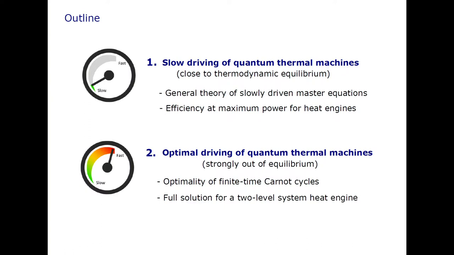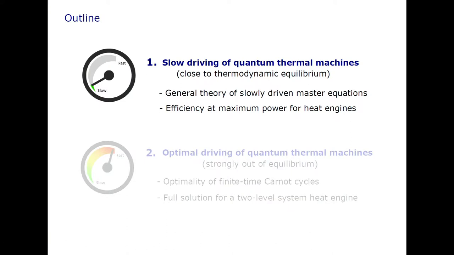In the second part, I will ask about what is the optimal maximum power that you can extract from a quantum thermal machine. And in this regime, you can go very far from equilibrium. And then we will use a different approach based on optimal control theory.